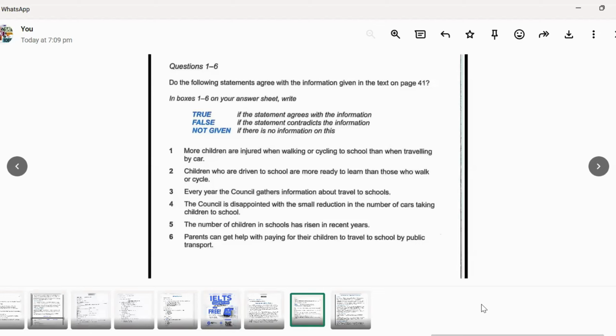Now, if the passage is saying that more children are injured when traveling by car, it means the answer is false. So try to find out what the passage is talking about. What you're doing basically is comparing the statement to the passage. Now, there will be a particular paragraph talking about walking and cycling to school. So compare the statement to that specific paragraph.